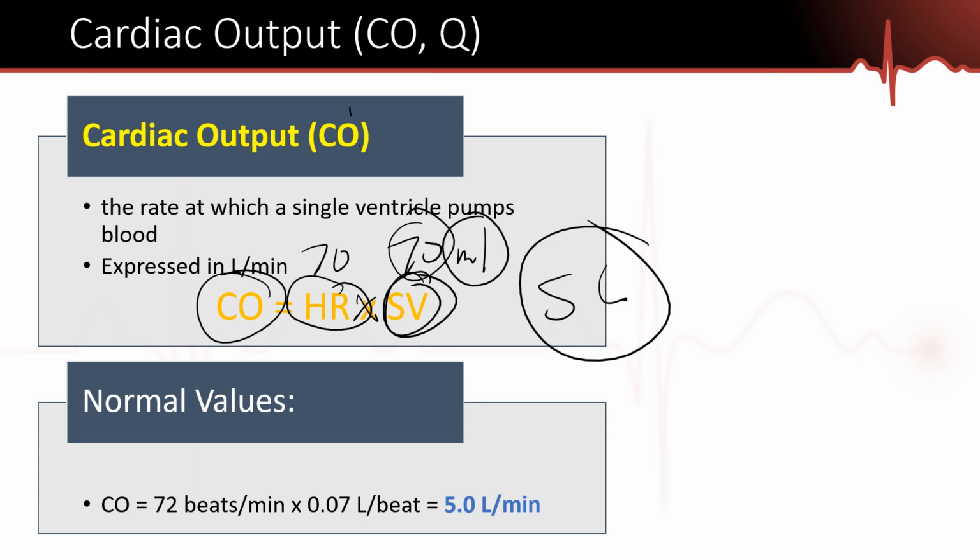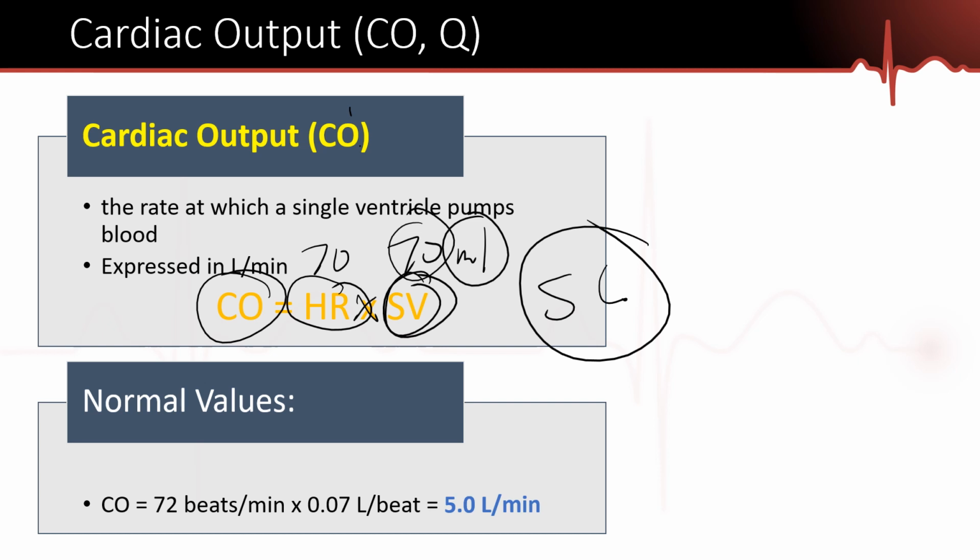5 liters is a pretty standard average cardiac output. As I've said a million times, this is going to vary a lot from one person to the next, but that's a normal cardiac output. That's the normal amount of blood that's circulating around a given person's body per minute, right? And it's easy to figure out.